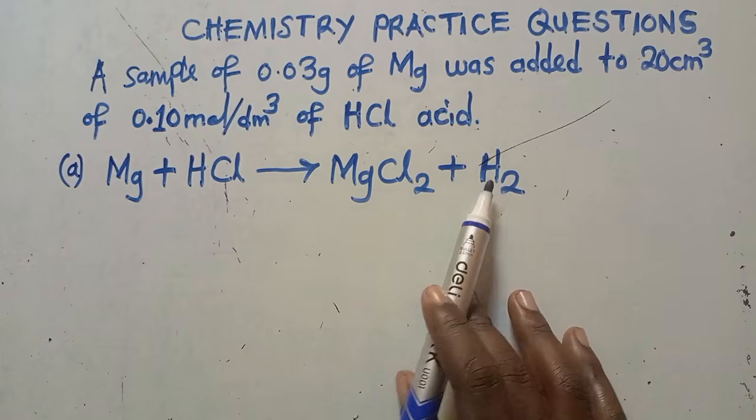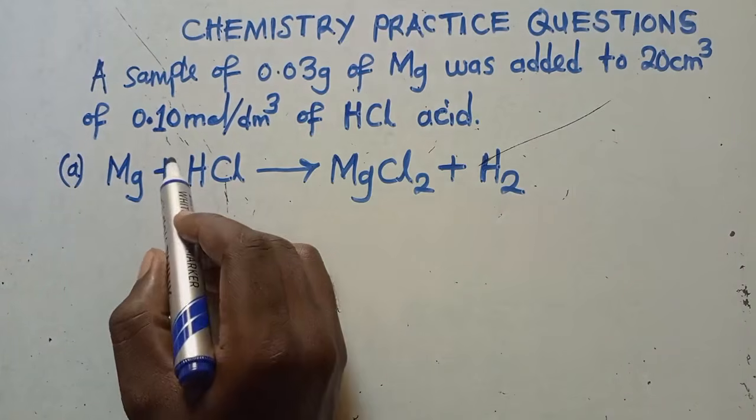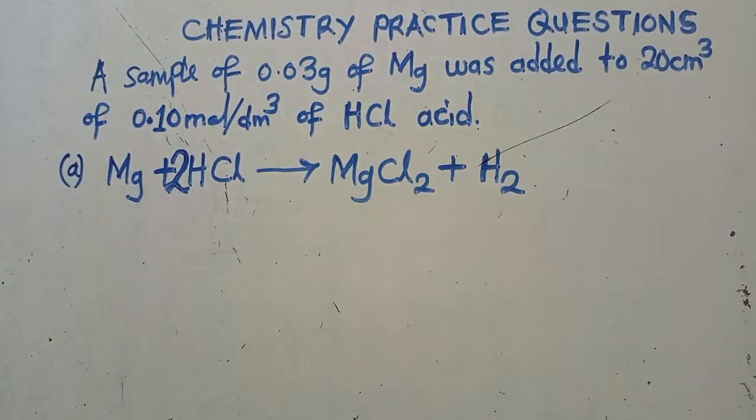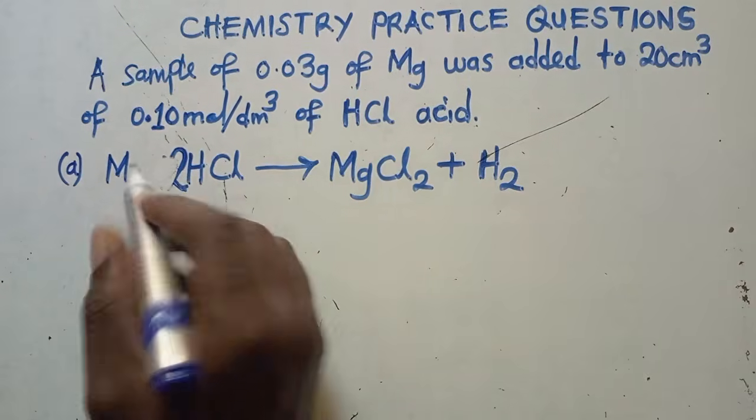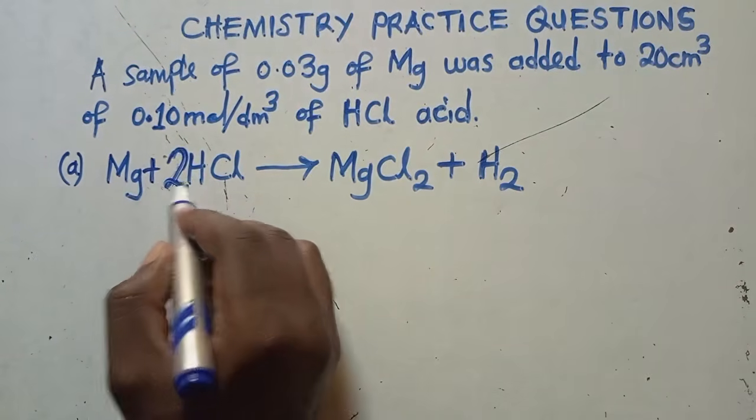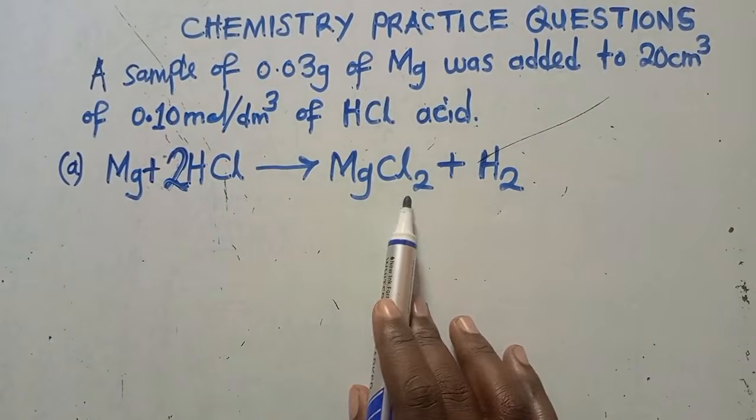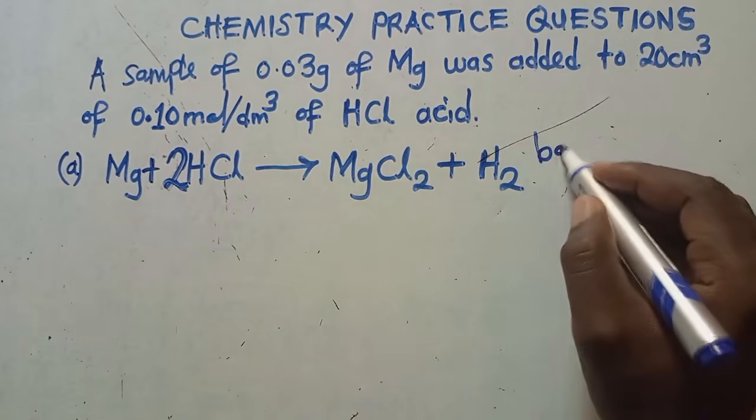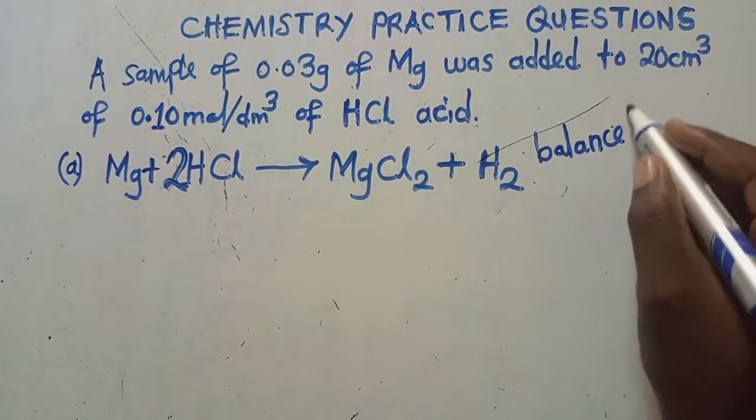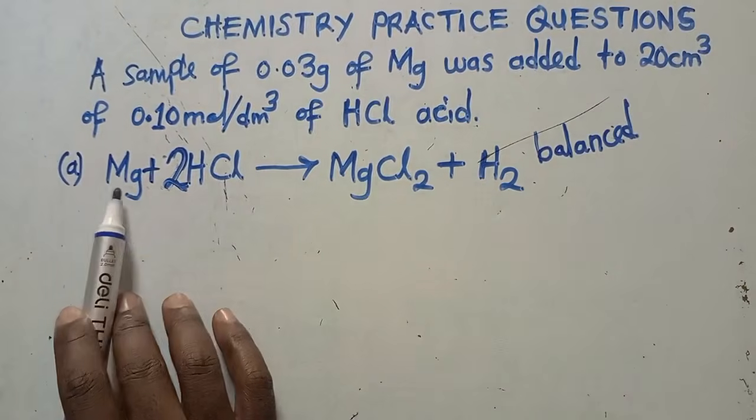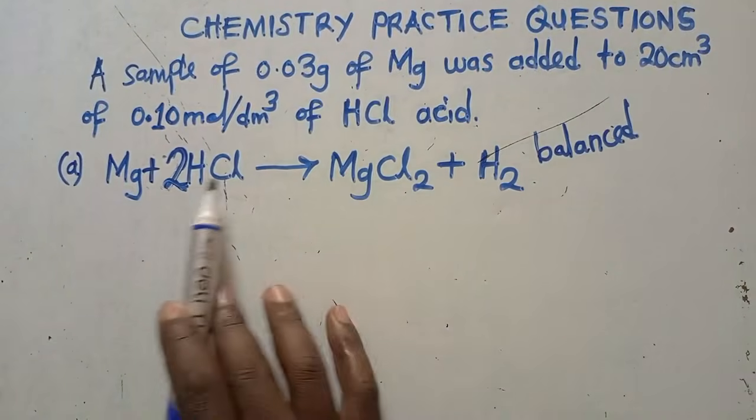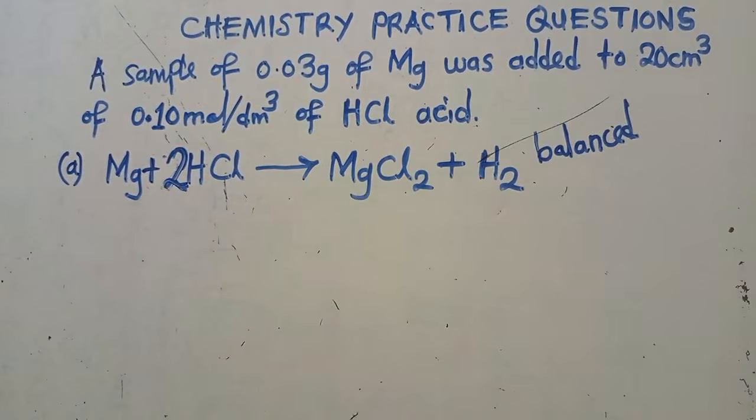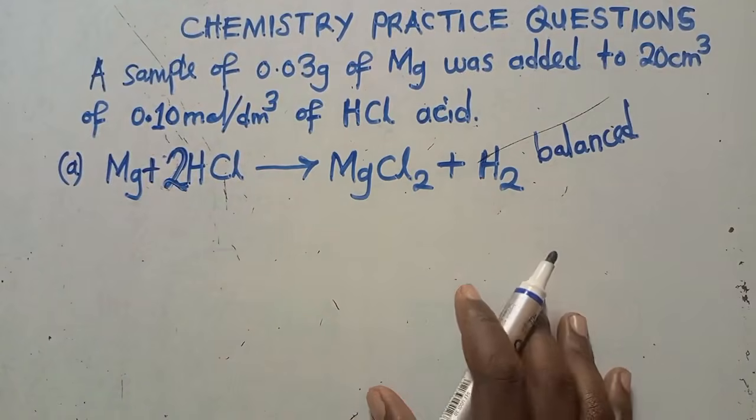Is this balanced? Hydrogen 2, hydrogen 1. Once I put a 2 here, when I just put a 2 there like that, it means that the equation is now balanced. Hydrogen 2, chlorine 2. So this is a balanced equation. Magnesium 1, magnesium 1. Chlorine 2, chlorine 2 because of these two that I've put there. Hydrogen 2, hydrogen 2. So this is the first question.